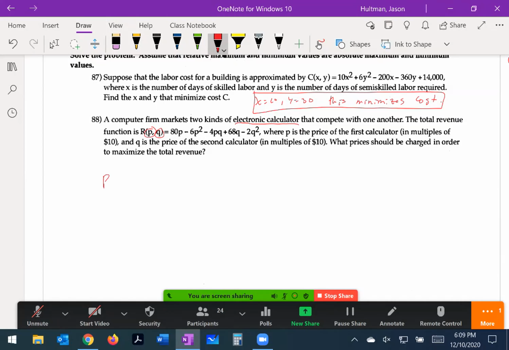So if I do R of P, that's going to be 80 minus 12P minus 4Q is equal to 0. If I do R of Q, well, the first two go away, and I'm left with negative 4P plus 68 minus 4Q. Well, that's interesting. You get a minus 4Q on both of them. That's kind of cool.